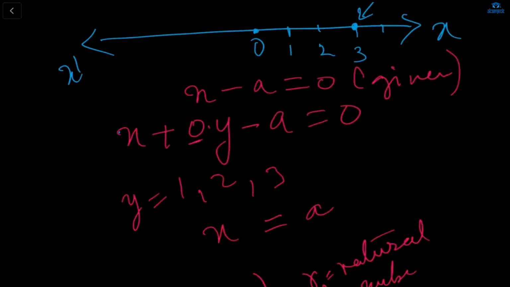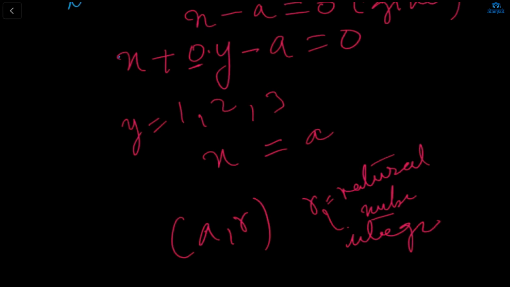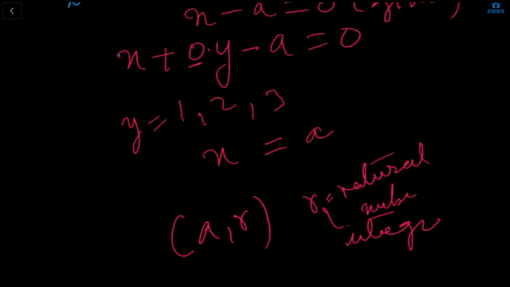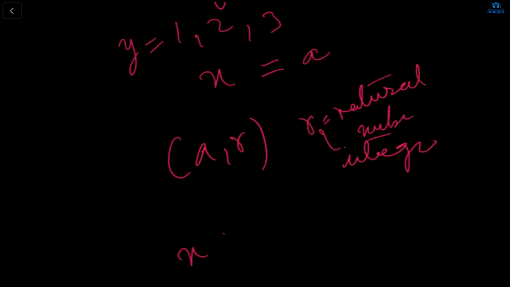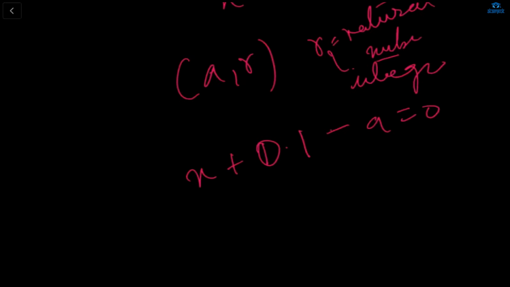But for two variables, we can put any value of y, but the x value will always be a. For example, x plus 0 dot 1 minus a is equal to 0. What will be the value? 0 dot 1 will obviously give you 0. So x minus a is equal to 0, so x is equal to a.